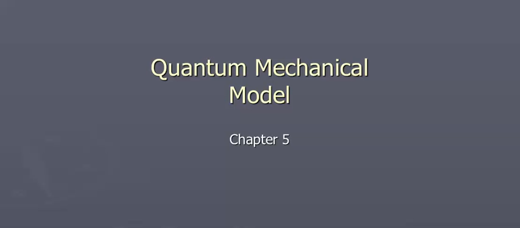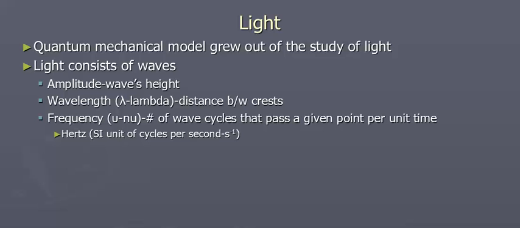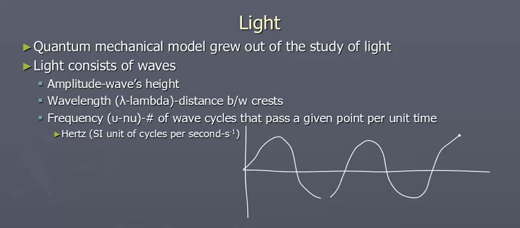The last section of Chapter 5 deals with the quantum mechanical model and where the model came from. The quantum mechanical model actually grew out of the study of light. Now, light consists of waves, so light moves in a wave-like fashion like this.